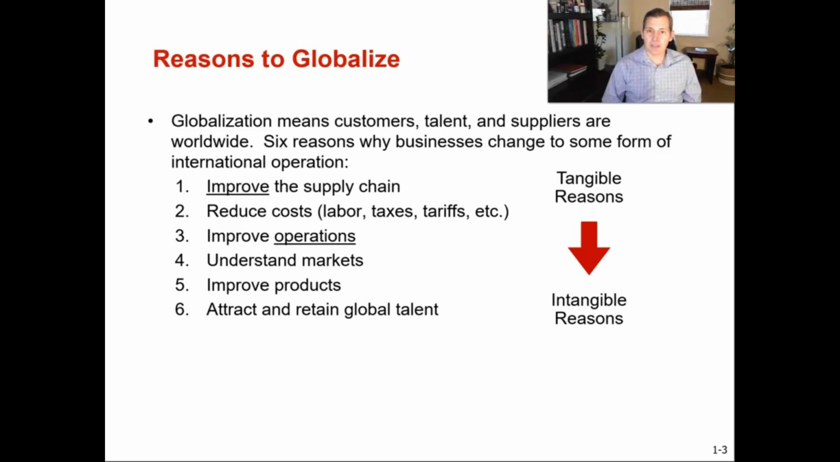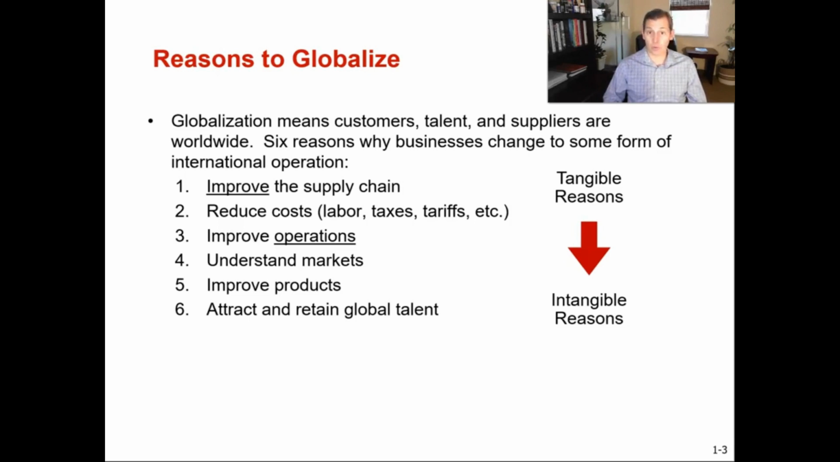So for the next few slides, we're going to talk about the reasons to globalize. The book brings up six very good reasons to globalize: improving the supply chain, reducing costs, improving operations, understanding markets, improving our products, and attracting and retaining global talent. This is not the only reason to globalize. There are other reasons as well.